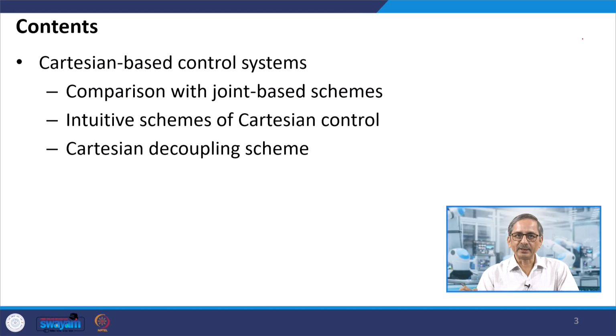Today we are going to discuss about the Cartesian-based control systems. So, the learning outcome for this lecture is your understanding on Cartesian-based control system and how do we implement that. If you look at the content of this course, it consists of comparison with the joint base scheme, then intuitive scheme of the Cartesian control, Cartesian decoupling scheme, and then finally I will close with the adaptive control scheme.